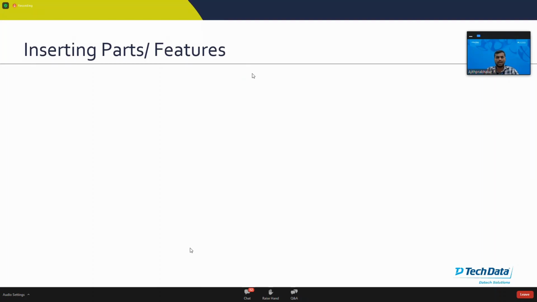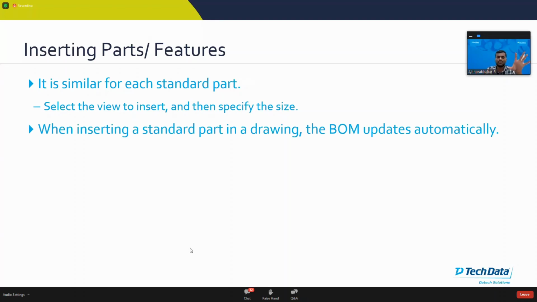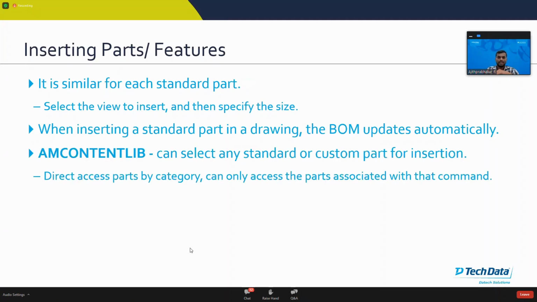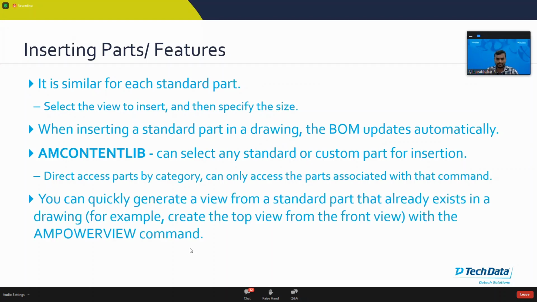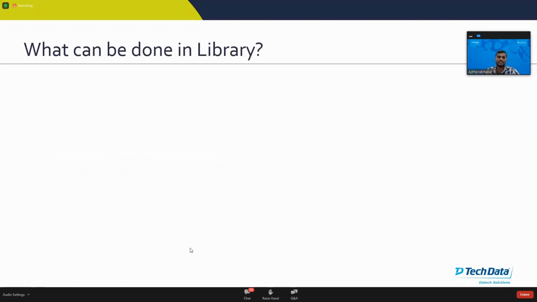Inserting the parts and features. How do you insert any parts or features from a library? It is similar to how you insert any specific part from your library. It is as easy as dragging them and placing them in the design area without any time. You can also insert the standard drawings with multiple BOM updates happening automatically. AM content library can help you select any standards based on custom part installation. These are the various options that are available along with the component library feature.